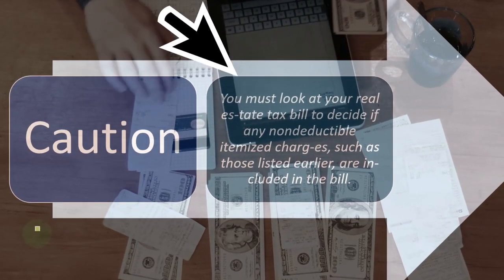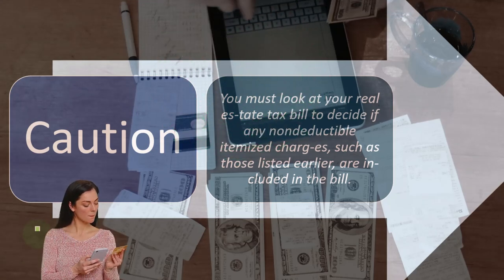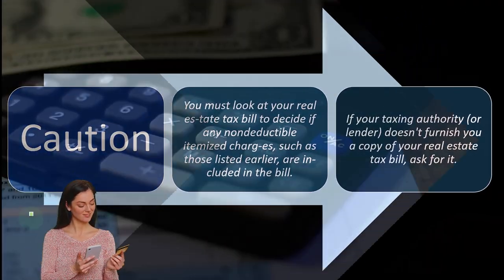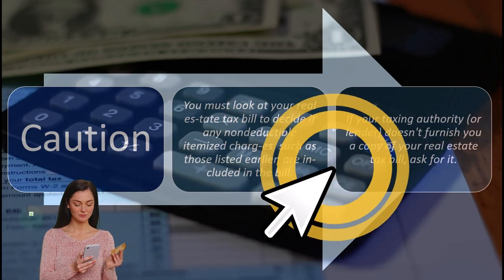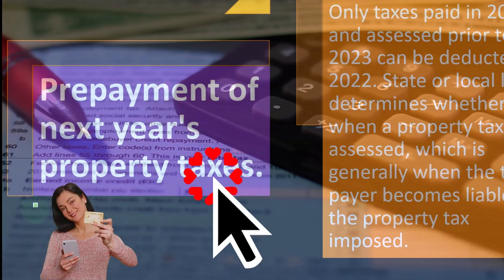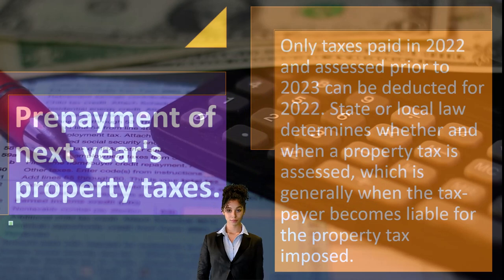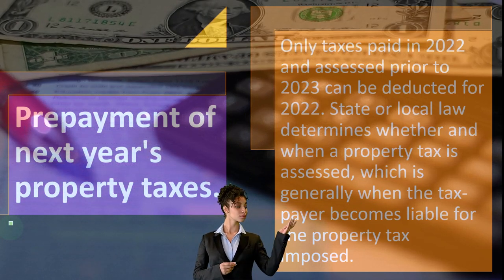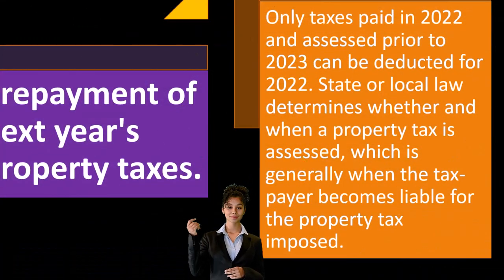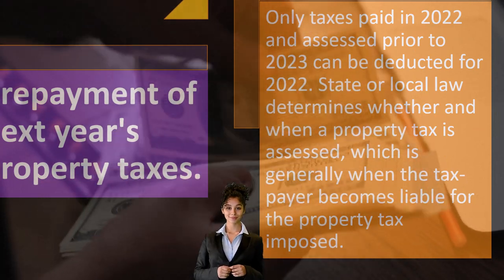Caution: you must look at your real estate tax bill to decide if any nondeductible charges, such as those listed earlier, are included in the bill. If your taxing authority or lender doesn't furnish you a copy of your real estate tax bill, ask for it. Prepayments of next year's property taxes: only taxes paid in 2022 and assessed prior to 2023 can be deducted for 2022. Notice we have a cash-based system here for the most part, and cash-based systems are more manipulable than accrual-based systems, but they're easier to track.